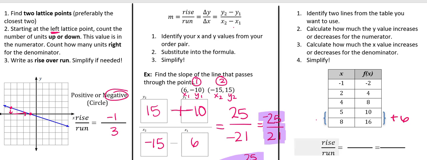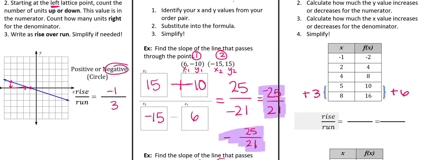It really doesn't matter which one you do first. Then I do my x values, and I'm adding 3. But we'll do them in order. So I have my rise over run. My rise is, remember, it's always y over x. I don't know that we talked about that very much yet.